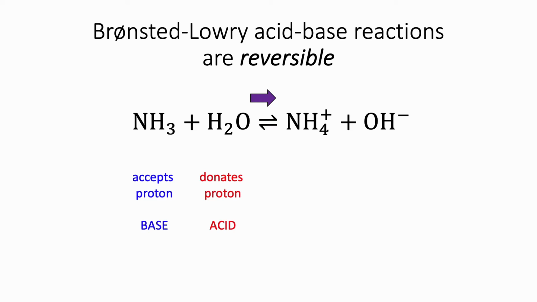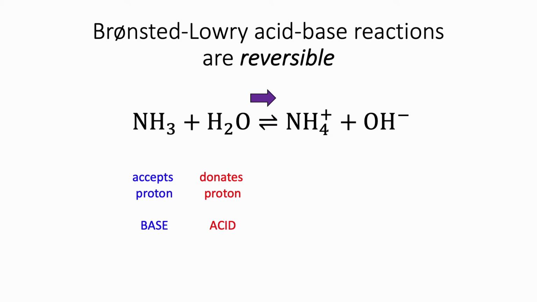Now, where does that proton come from? It comes from the water, where water is going to give up one of its hydrogens and form OH- as a product. So because water here is the one donating the proton, that makes water an acid.